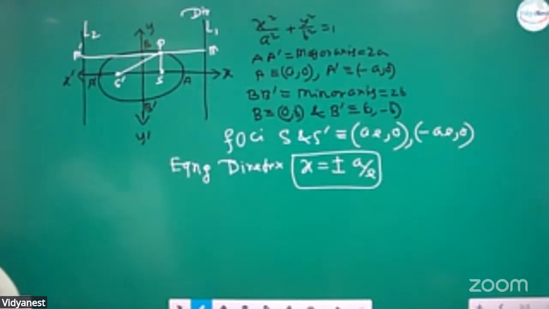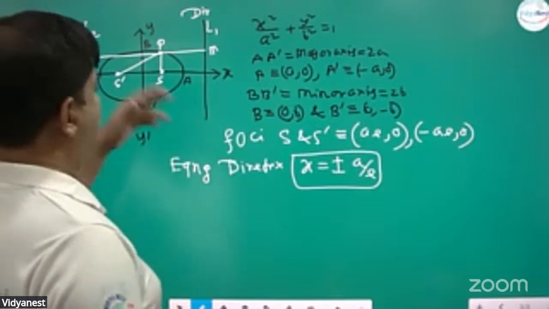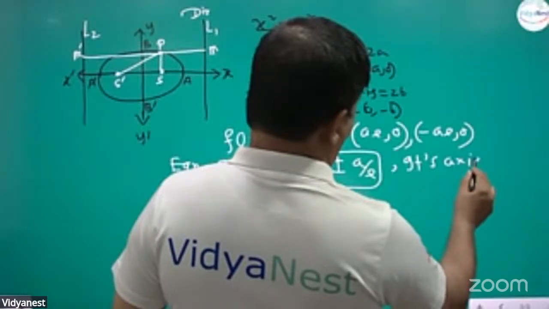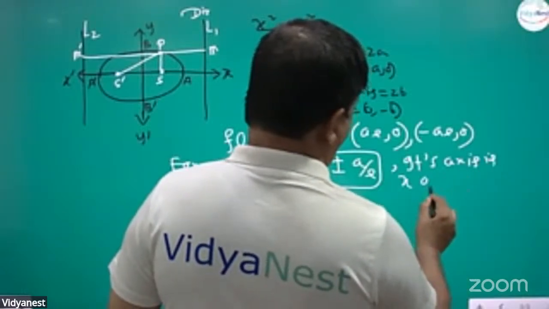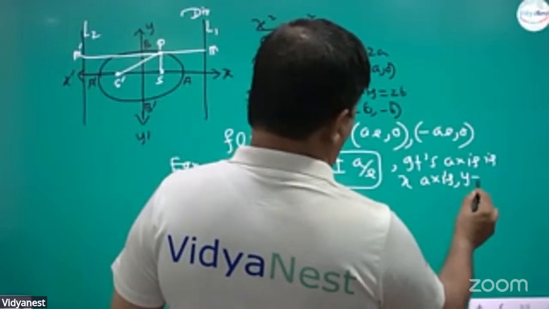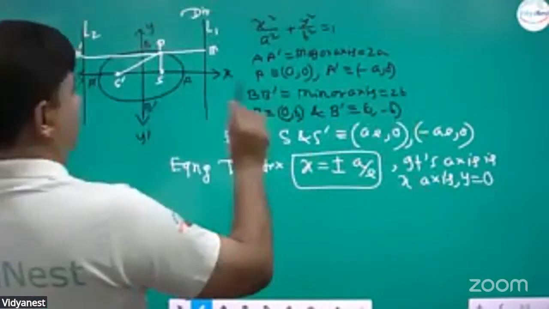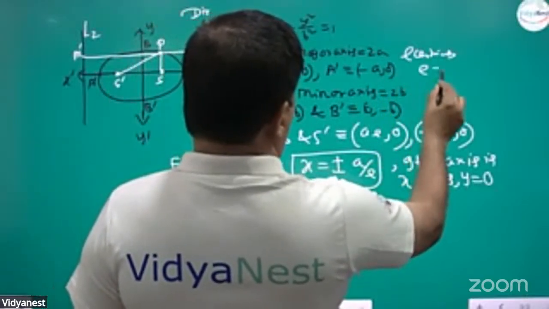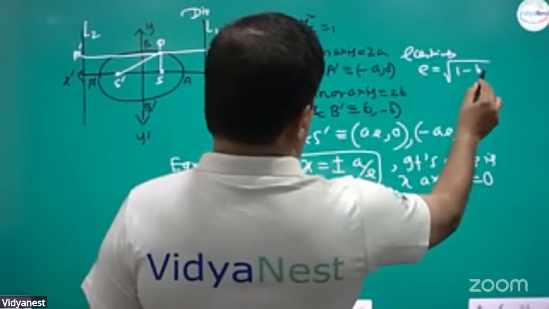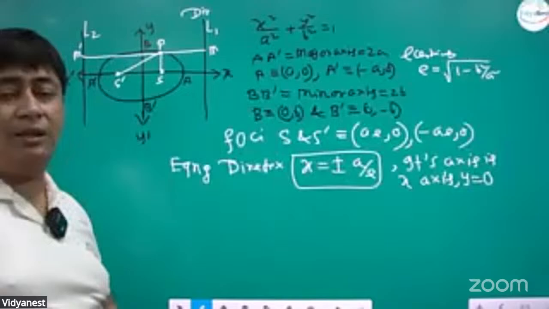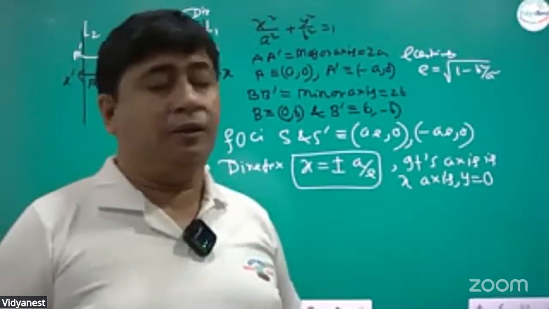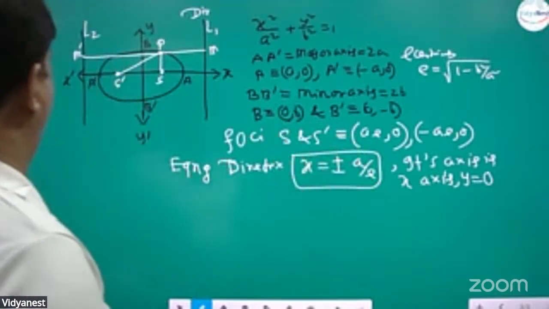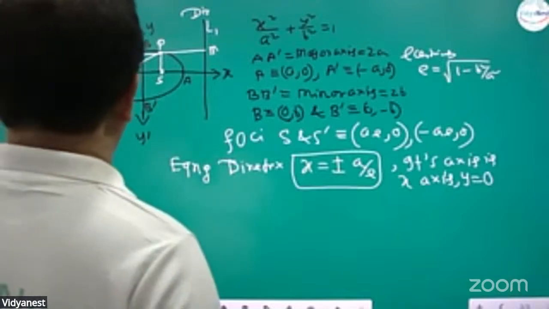and its axis is the x-axis, having equation y is equal to 0, and eccentricity e equals root of 1 minus b square by a square. So all these are derived. Okay? We haven't gone through the formula only. Math is not a bunch of formulas. Now, you see, you observe.